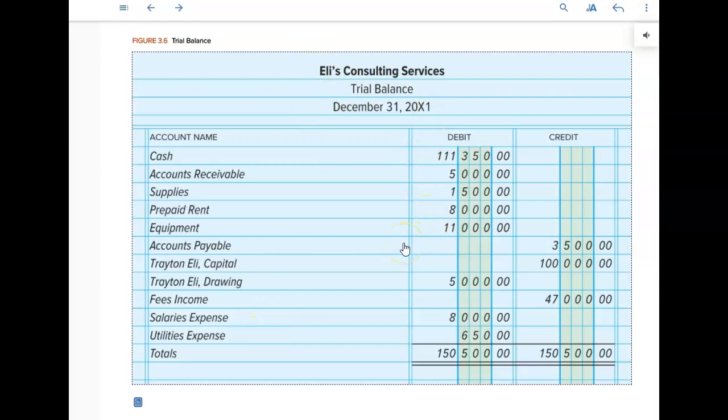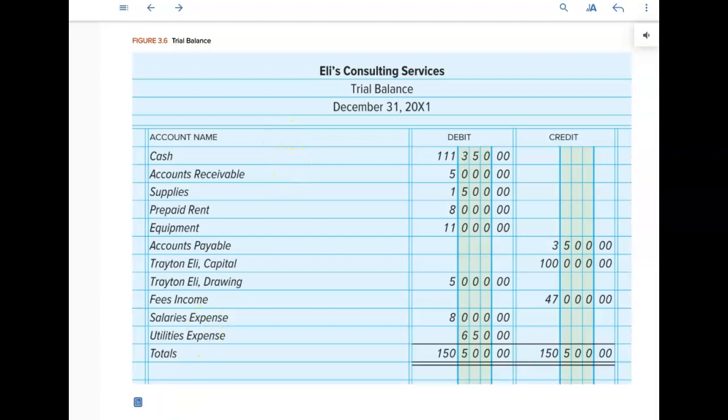So in the real world, you should always be sure that your trial balance has a period of time. Now, when we get to the financial statements, you'll see that they are preparing financial statements for the month ended. Therefore, I think it would be better to have Eli's Consulting Services trial balance for the month ended December 31st, 20X1. For purposes of this class, however, we're kind of stuck with the textbook, so we'll just have to follow the examples provided in the textbook.